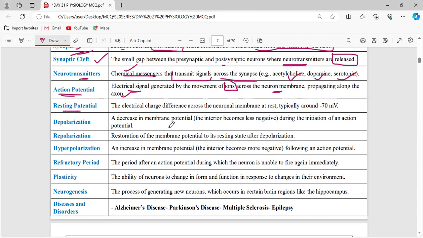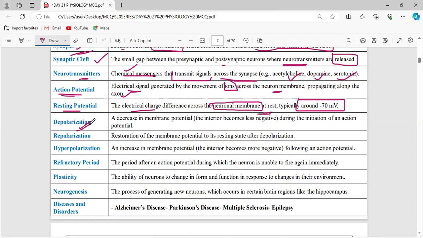That signal is said to be the action potential. Now, what is a resting potential? It is the electric charge difference across the neuronal membrane at rest. And what is the potential? The resting potential is around minus 70 millivolts.